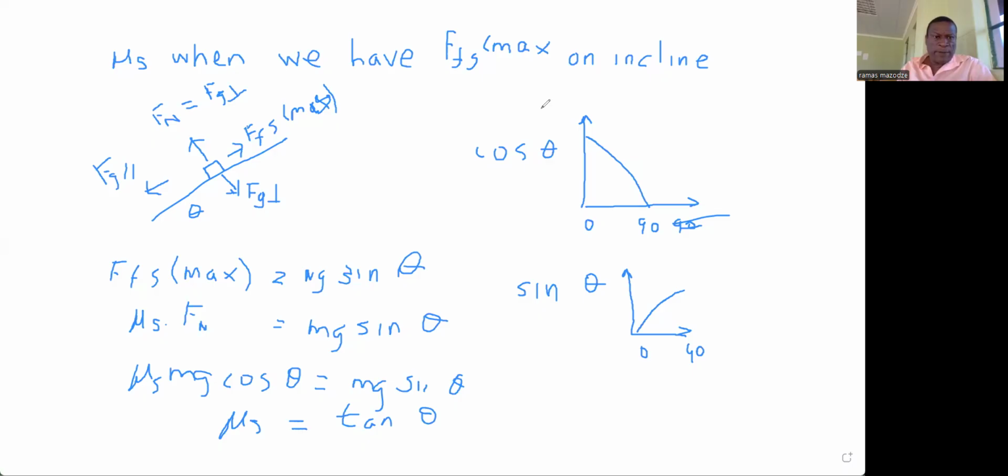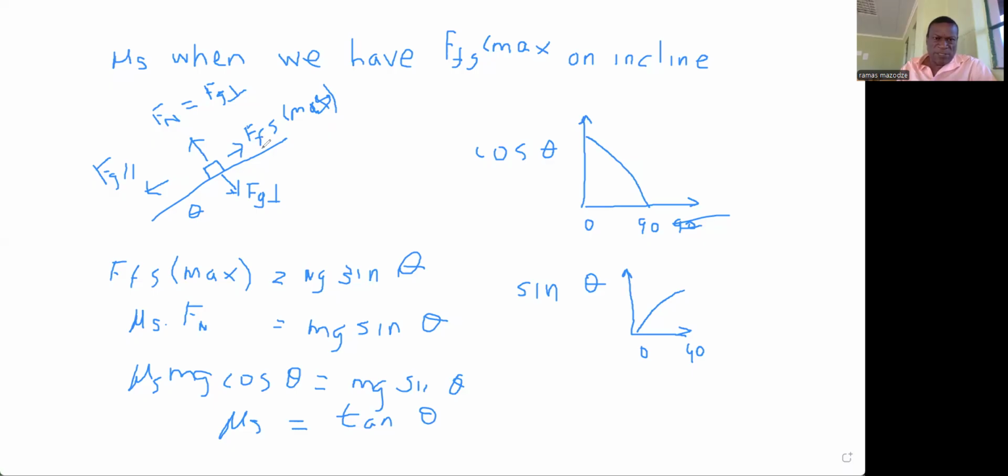All right, good day. Today I want to talk about the value of the coefficient of static friction when the object is on an inclined plane, and it is just about to slide. You remember when it is just about to slide, the static friction is at its maximum value. It is called F_s max, maximum static friction.